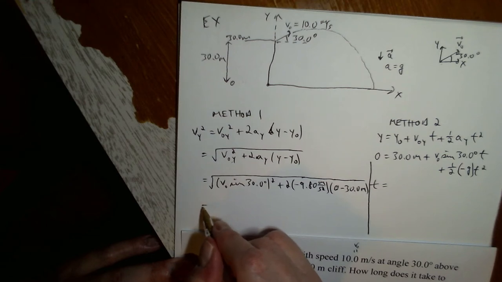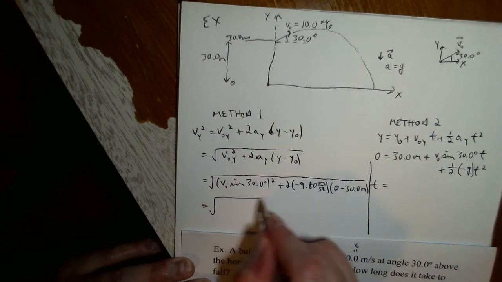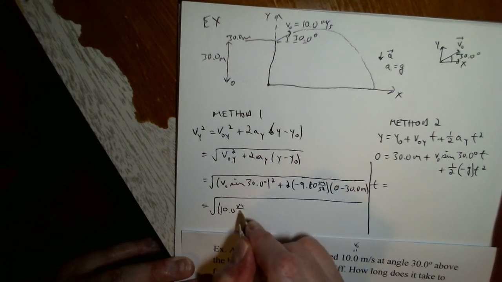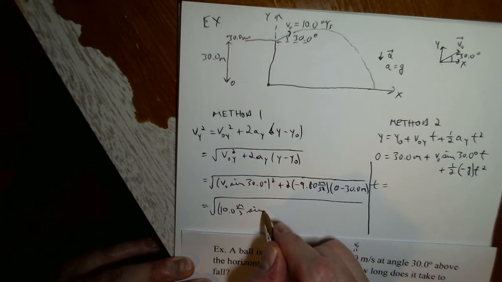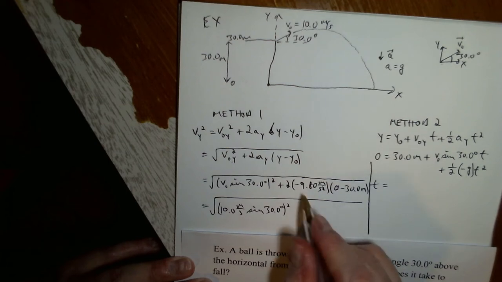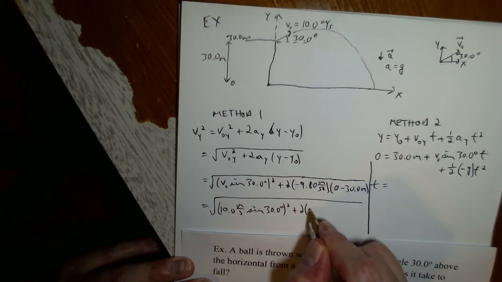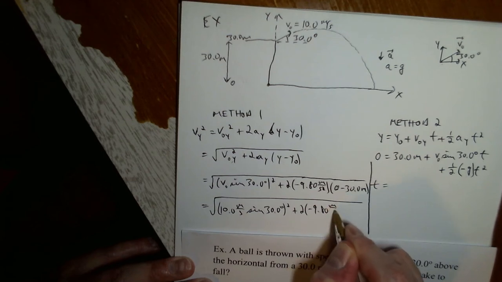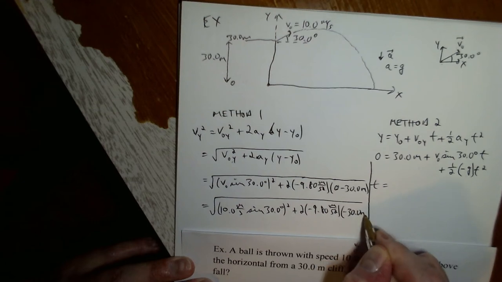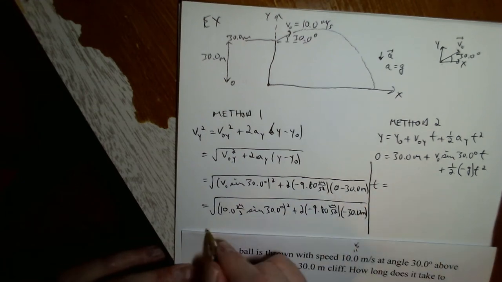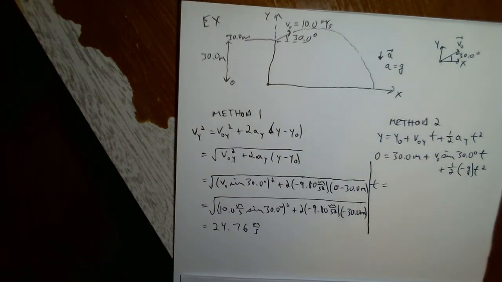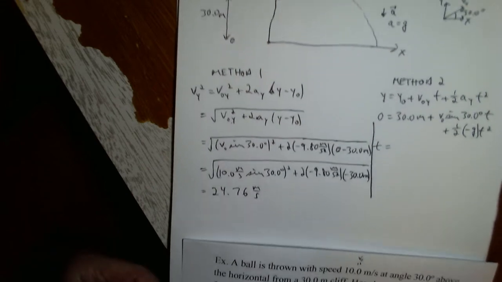And so if I plug in numbers, I get square root of v sub naught is the 10 meter per second times sine 30 degrees, and that's squared, plus all of this, 2 times minus 9.8 meter per second squared times minus 30 meters. And I'll pause for a second to calculate that. I got 24.76 meters per second, and that's reasonable.